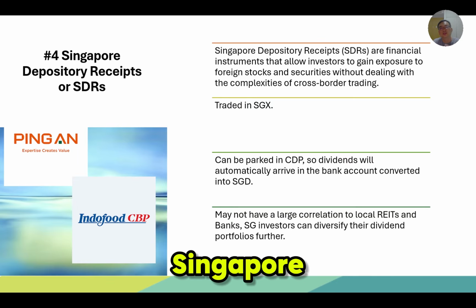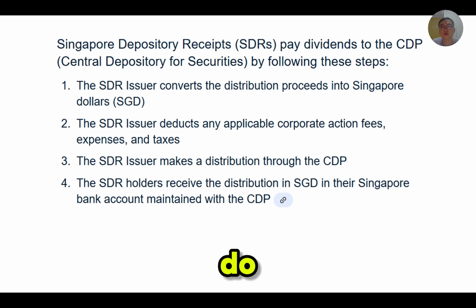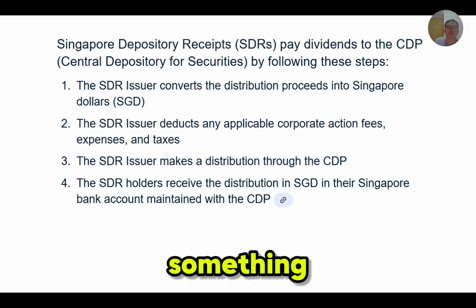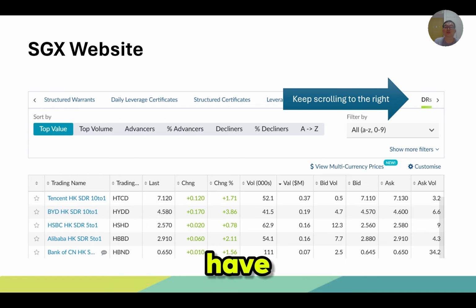It will rise steadily, okay, but otherwise there wouldn't be sudden drops in its value. And so Singapore depository receipts actually allow us to do this, and this is just a slide to explain how your dividends arrive. So the SDR issuer will convert the distribution proceeds into Singapore dollars, and then they will deduct any corporate action fees, expenses, and taxes. And then you will make a distribution through the CDP, and you will receive your money safe and sound in your bank account, right? Even when you're lying in a coma, you'll be able to receive your dividends.